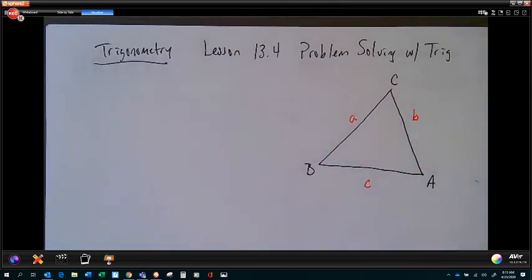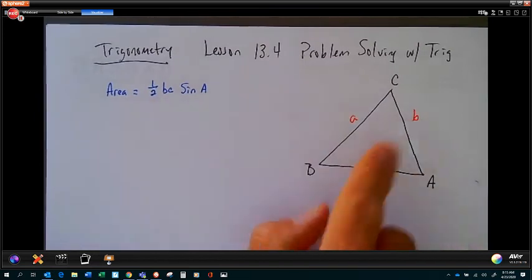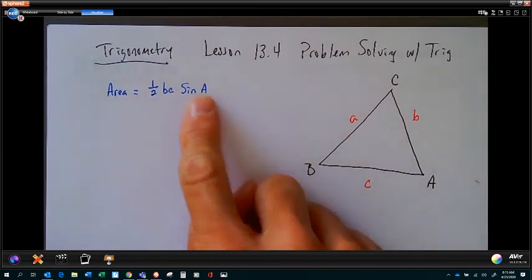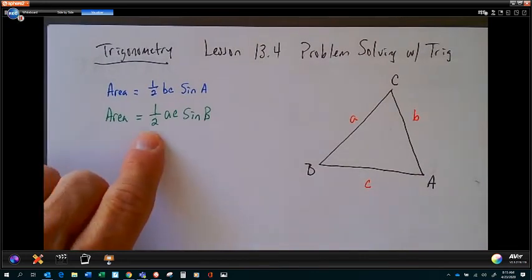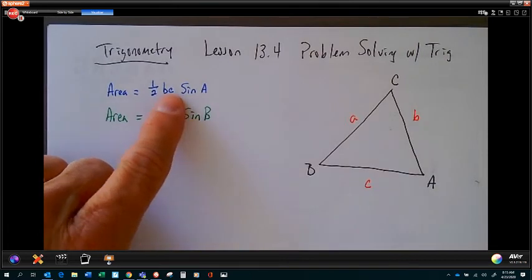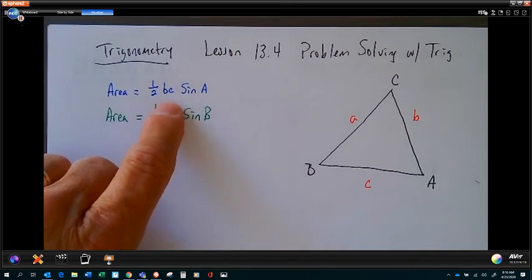In trigonometry, we can find the area of a triangle in terms of its side lengths. For our first one, the area of this triangle can be found by taking 1/2 B times C and then multiplying it by the sine of A. The second one is found by taking 1/2 of AC and the sine of B. If you notice between these two, whatever sides I'm multiplying by, we use the sine of the letter that's missing.